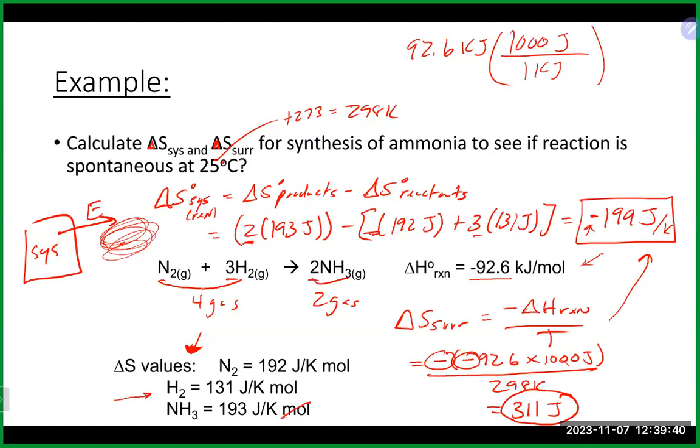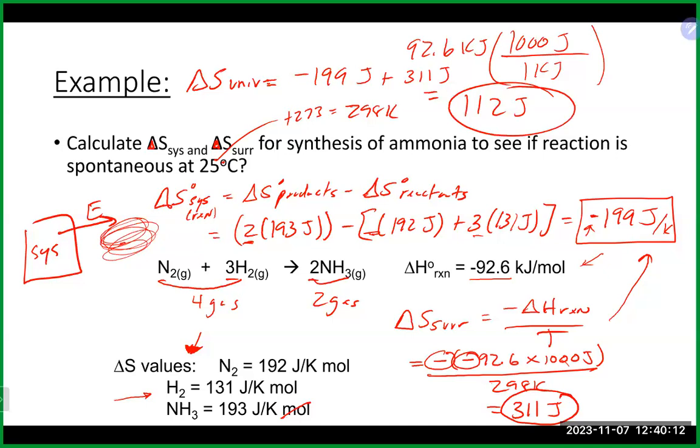So at this point, we can calculate the delta S of our universe, and that's basically just adding those numbers together. We're going to take our delta S of our system and add it to our surroundings. Here, you want to make sure they are definitely in the same units. And since S is usually given in joules, it's not a bad choice to go into joules. That's going to give us about 112 joules in terms of our delta S of our universe. First off, any question on the calculation part there?